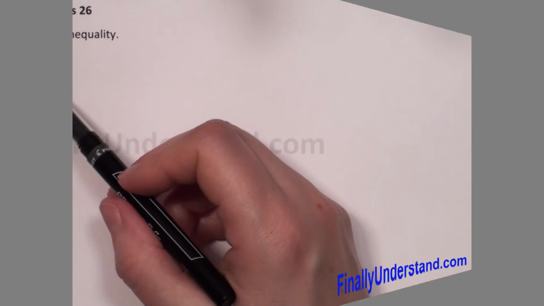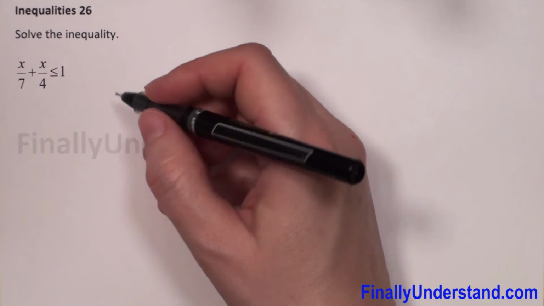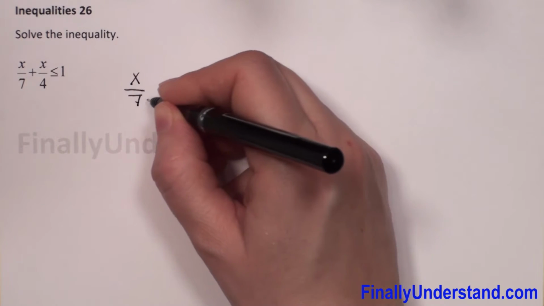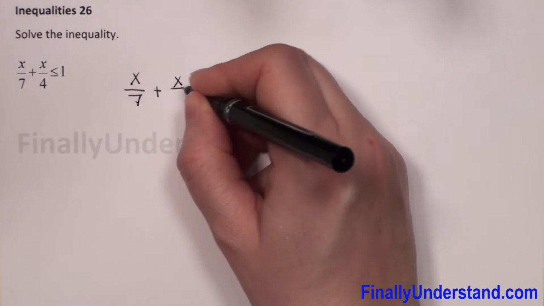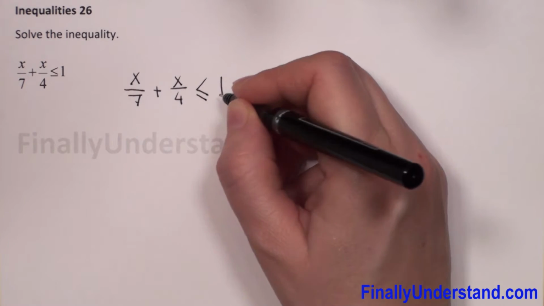We have the next example. To solve this inequality, we have to find all possible values of x for which this inequality is true. So let me copy this example first. I have x over 7 plus x over 4 is less than or equal to 1.